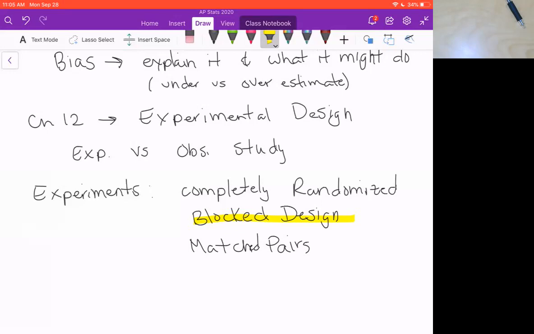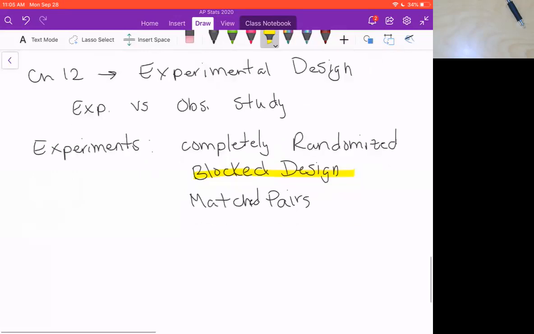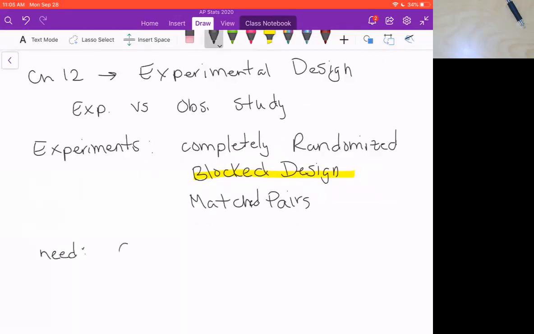So make sure you know why we block. And then just remember that every experiment you need to control all outside sources of variation. So you want to make sure there's no confounding factors or confounding variables. So you treat everybody in the experiment exactly the same way, except for the treatment itself.